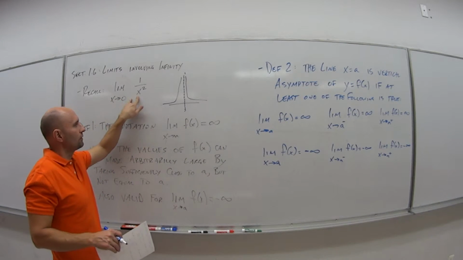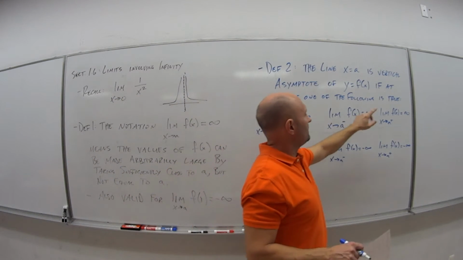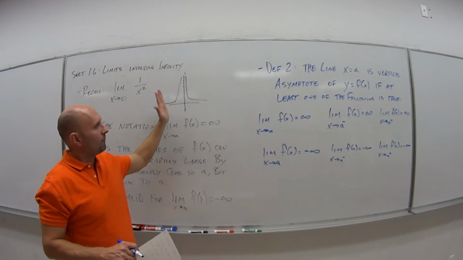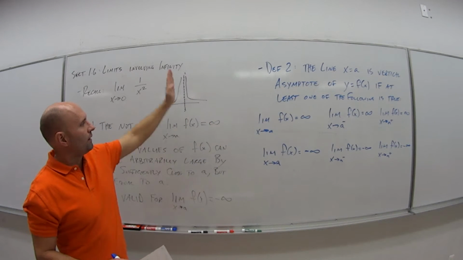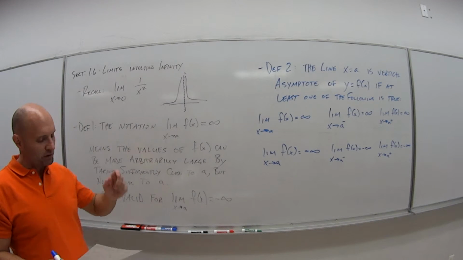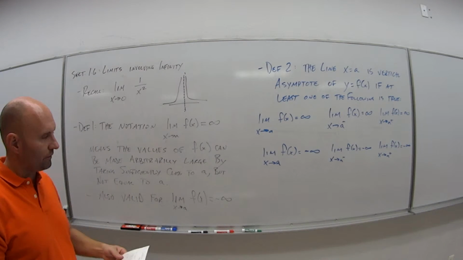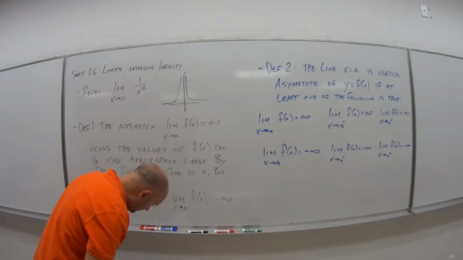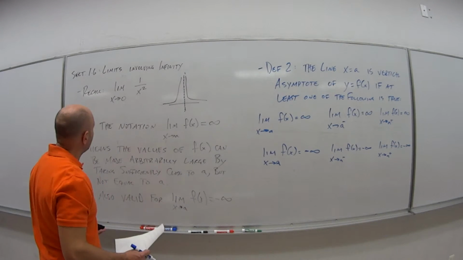This example here, all three of these in the first row are true, whether I'm coming from the left, coming from the right, or at that point itself, it's going to infinity, as I get close, but not actually at that number. So let's look at an example.